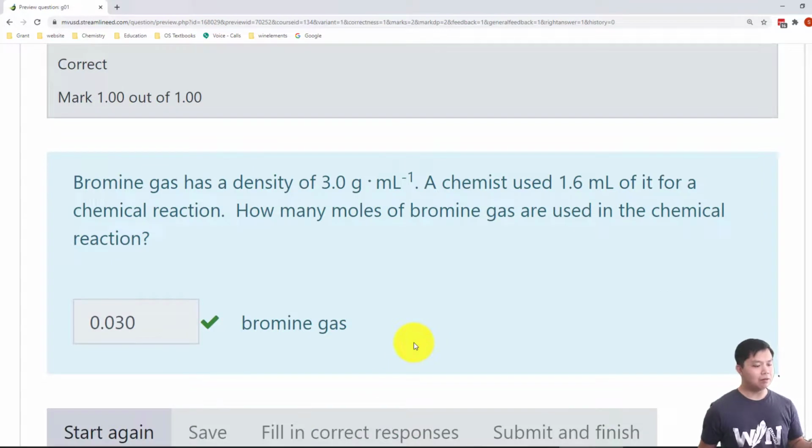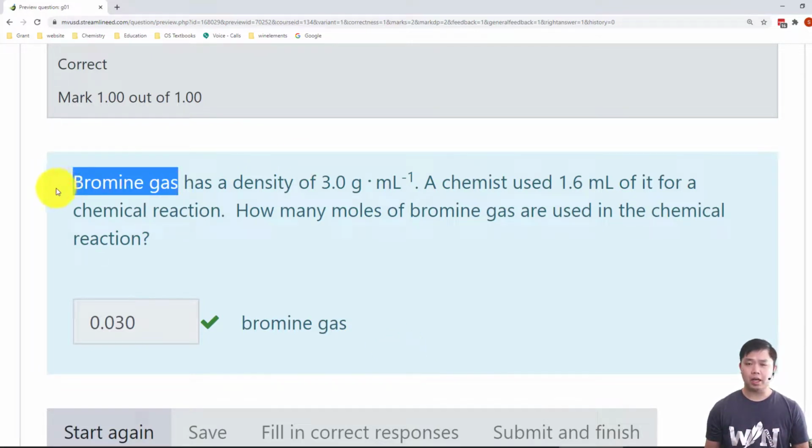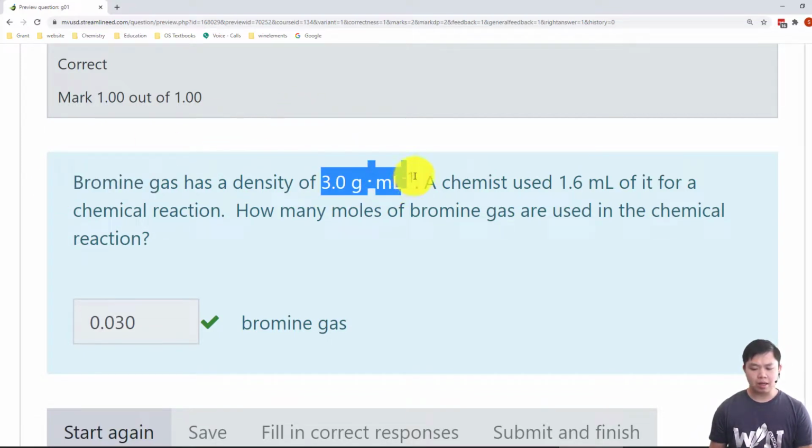And there you go. So don't get tricked by extra information. Just go back again, learning how to use your dimensional analysis using the conversion factor. And don't get tricked by basic information like this. Okay? Every time we have a halogen, it's always diatomic. And density, it doesn't matter how they write this. That -1 means per, okay?